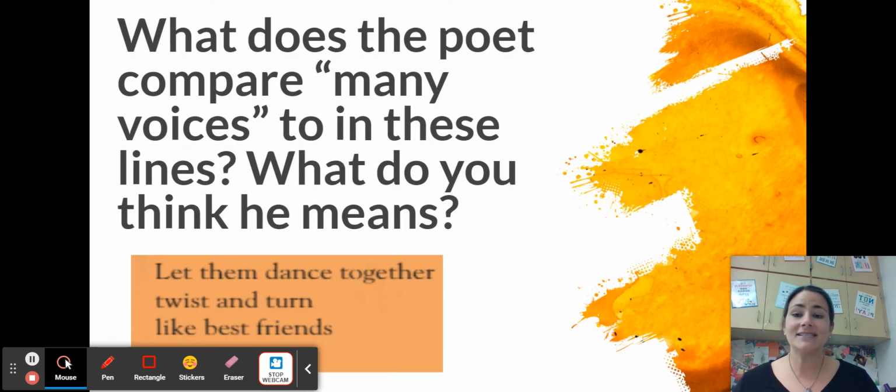Next up, what does the poet compare many voices to in these lines? So what's the literal comparison? What does he say they are like, using a simile? And then what do you think that means? He says, let them dance together, twist and turn like best friends in a maze. So what are they compared to? And what do you think he means by that? What's he trying to say?